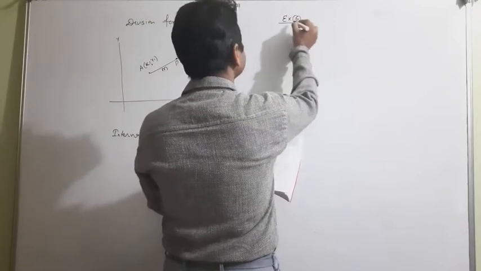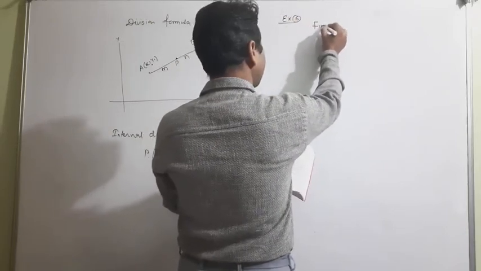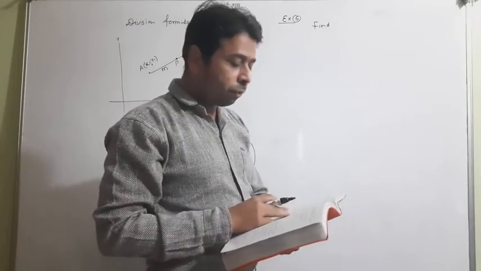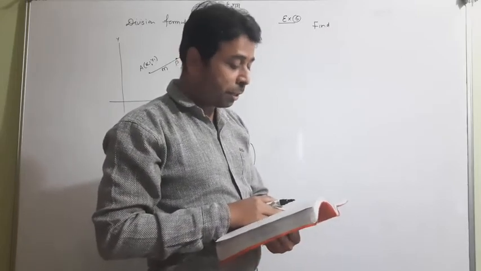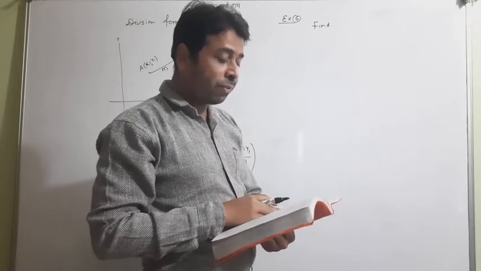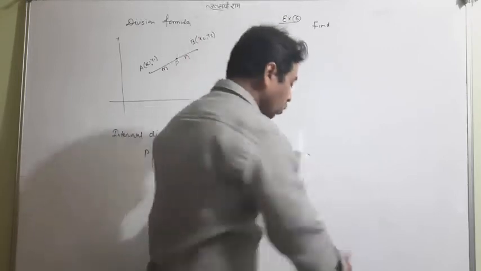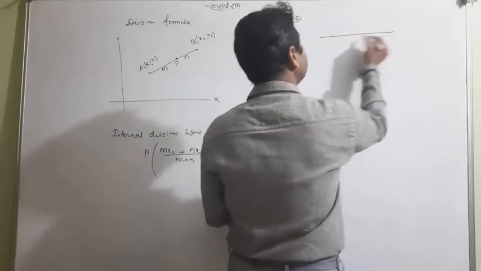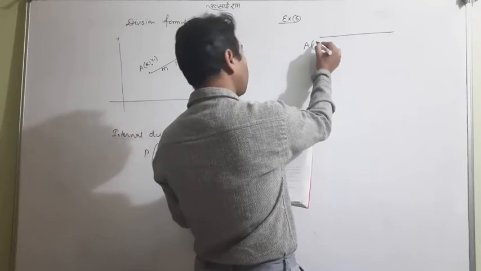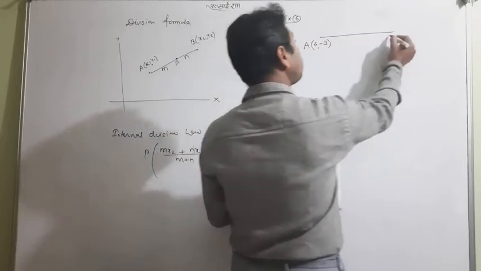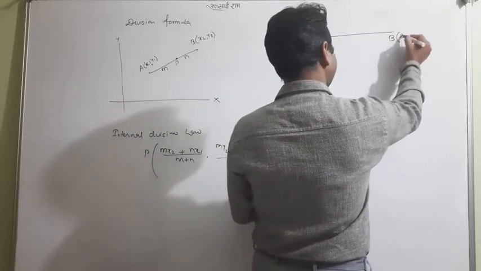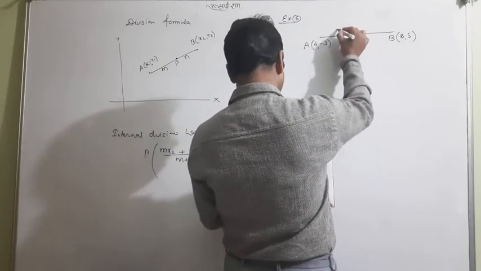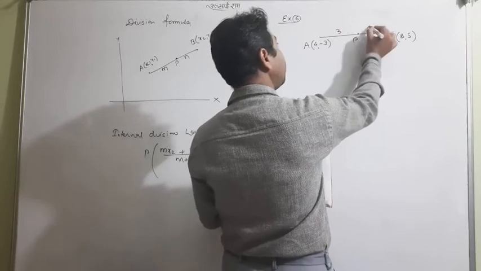Look at example number 6. The question says, find the... you can read it from the book. Find the coordinate of the point which divides the line segment 4 minus 3 and 8 5 in ratio 3:1 internally. Hope you have got the word. First of all I want to make a picture for the internal division. Suppose A is the first point 4 and minus 3. Suppose B is 8 and 5. Suppose any point P divides the line joining AB in 3:1 internally.